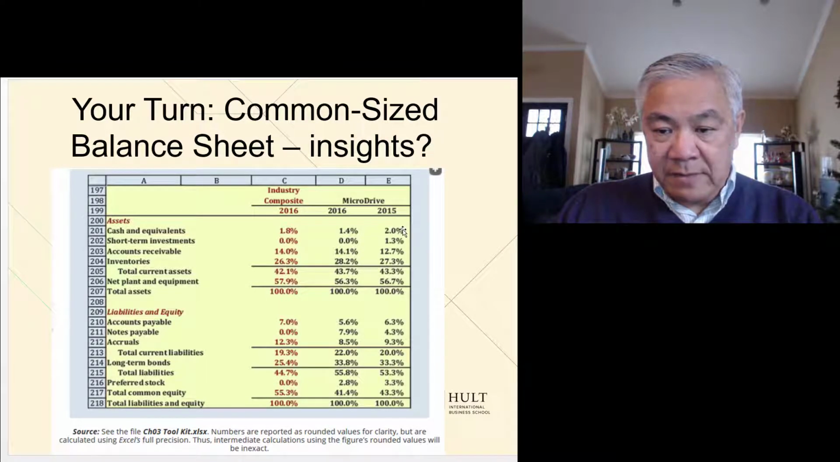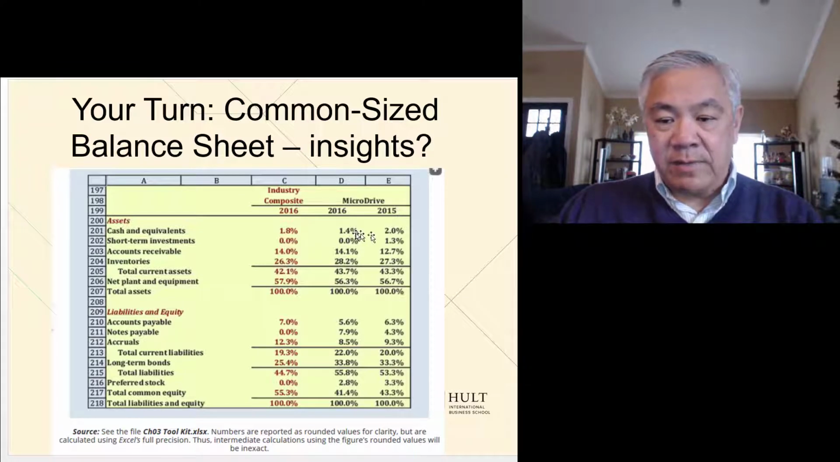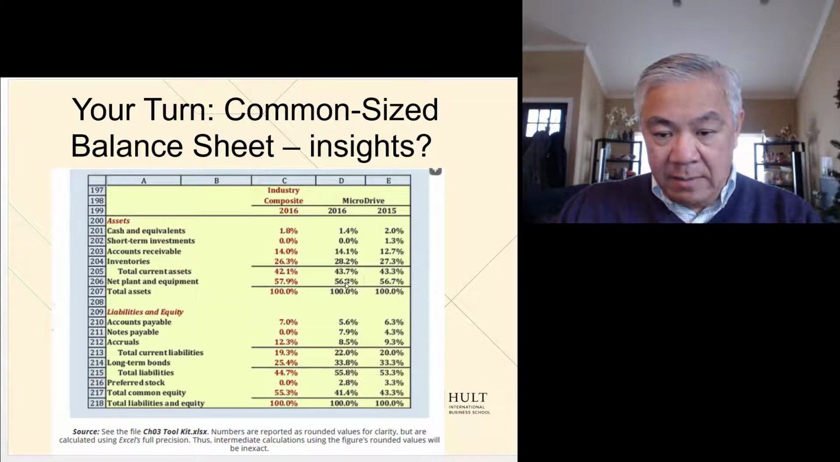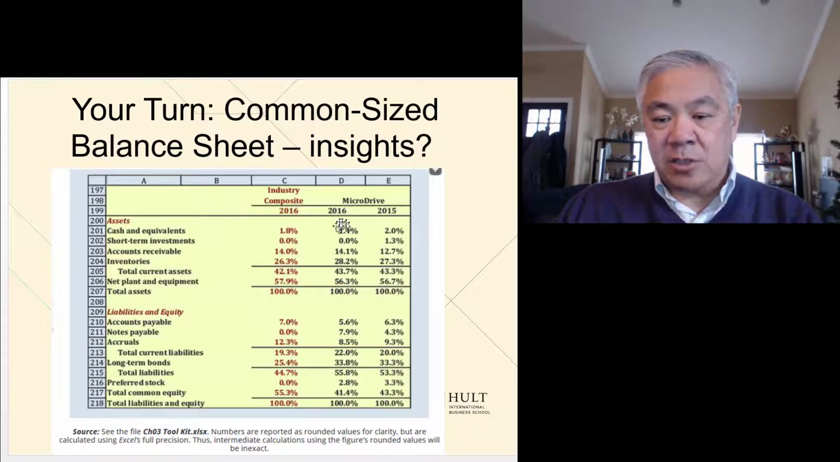So between 2015 and 16, you see our cash balance at Microdrive went down. We see our short-term investments go down to zero. We see an increase in receivables and an increase in inventories. So these are all concerning trends because we're losing liquidity and we seem to be growing our asset base. And finally, we look at the PP&E and we see it's fairly flat at about 56. So we see a trend when we compare 2015 to 16 for Microdrive.